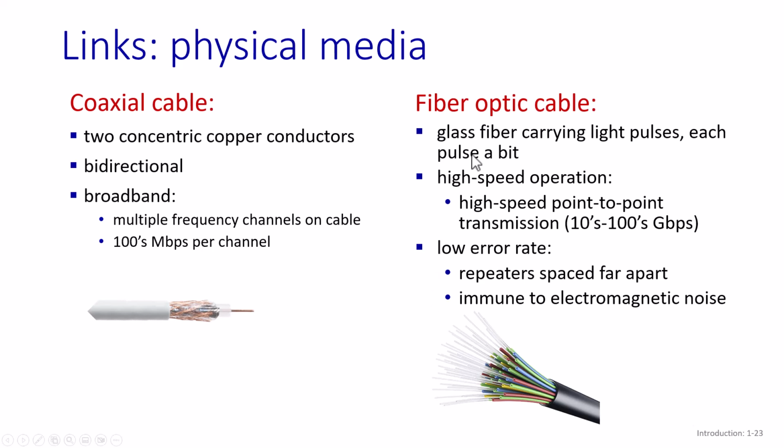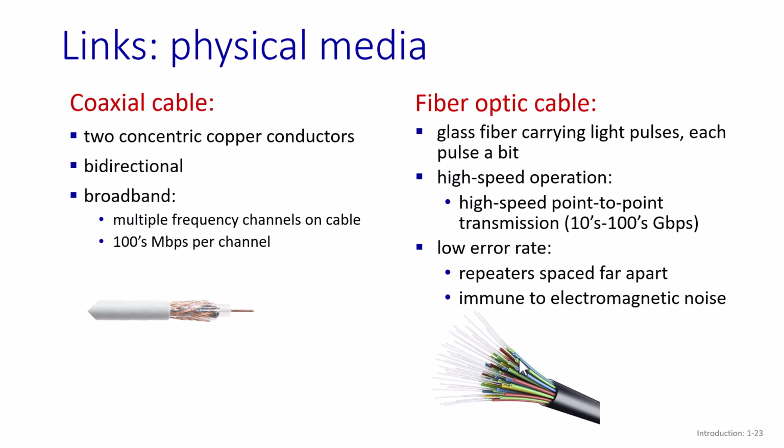But with fiber optic cable, and here's an example of it, these are like glass links, and light propagates within glass. So the signal loss compared to coaxial cable is less. So we can achieve longer lengths, and the repeaters that we have to use are fewer compared to coaxial cable networks. Now, in fiber optic cables, we have glass fiber carrying light pulses. Each pulse is a bit, and we may achieve high-speed operation of 10 to 100 gigabits per second.